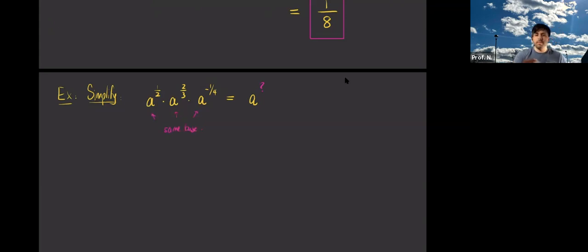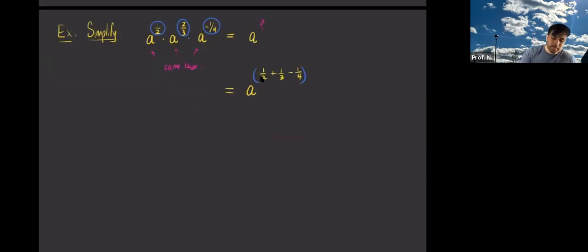When you multiply by the same base, what happens with the exponents? We add. Very good, Sima. Yes. We take all of these little exponents and we add them. So we have to add them. So it's going to be a and then parentheses. We got 1/2 plus 1/3 minus 1/4.